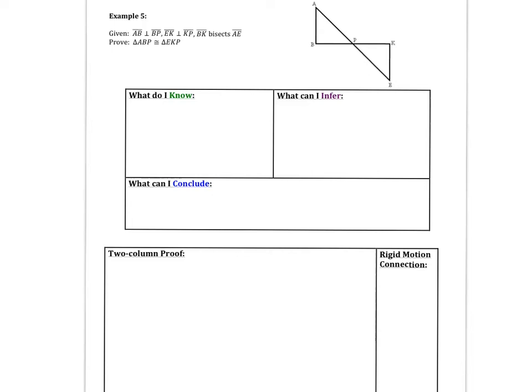Alright, so in this example, I'm given that AB is perpendicular to BP. So AB, I'm just going to write right here, that's perpendicular. I see that EK is perpendicular to KP. Okay, and then I see that BK is going to bisect AE. So this line right here is bisected.